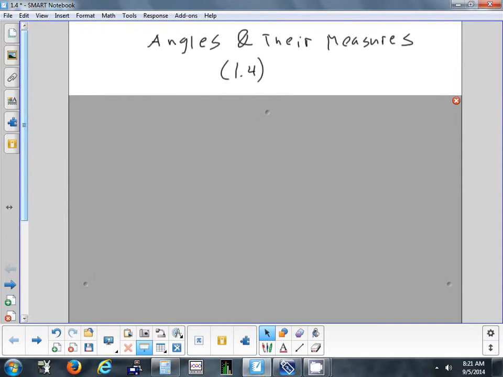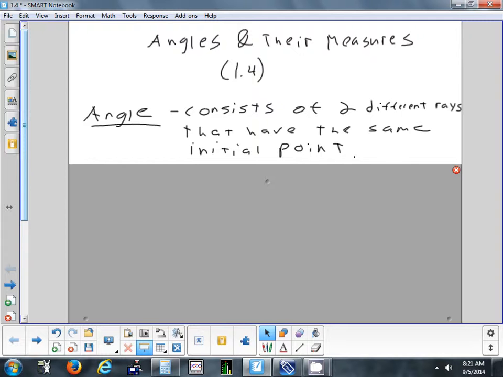Okay, so let's take a look at 1.4, that's on angles and their measures. We already talked a lot about segments and how we measure them. Today we'll talk about angles and how we measure them. There's a certain tool we use in geometry if we want to try to approximate or measure an angle the best we can. And we'll take a look at that.